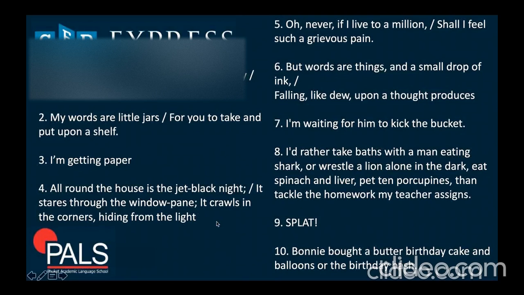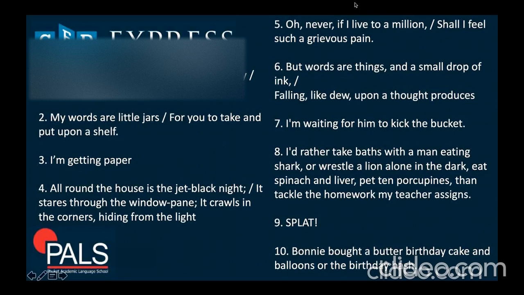If your answer here is personification, then you are correct, because "it" here refers to jet black night, or the night at least. And it stares through the window pane. It crawls in the corners. You give it a person or an animal behavior or quality. Staring and crawling is not a quality that an inanimate object does. So there you go. You personify it by giving it something that only humans and animals, or things with life, can do.